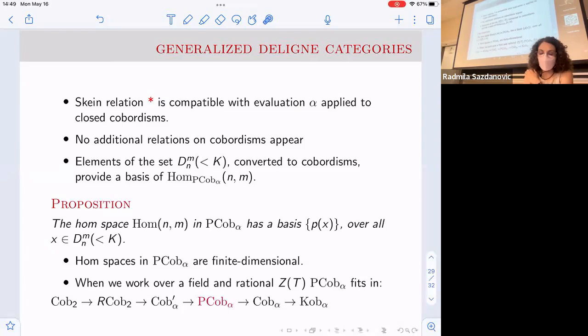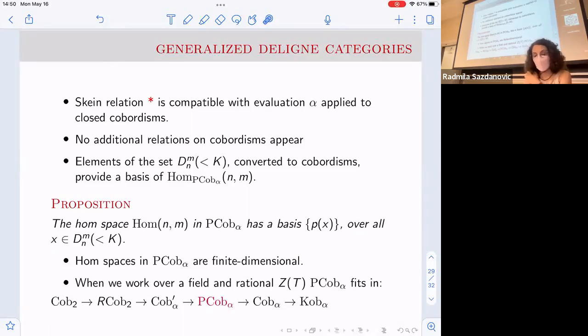So now, when we think about all of the weighted partitions that I'm denoting by D_{n,m} less than or equal to k, when we convert them to cobordisms, they actually determine the whole Hom space between n and m, which is finite dimensional. So the statement that we can make is that this Hom space in this PCob alpha has a basis given by the cobordisms assigned to partitions P, which I'm denoting by P of X, over all the partitions here. Hom spaces are finite dimensional.